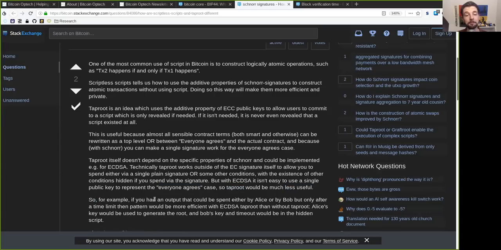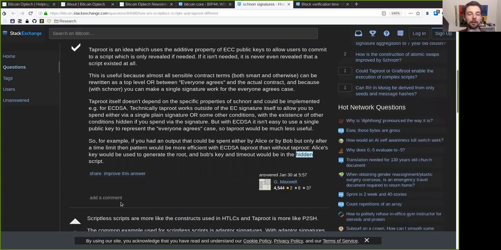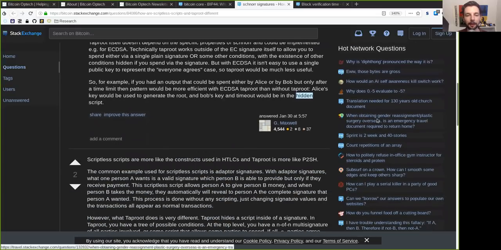So, for example, if you had an output that could be spent either by Alice or by Bob, but only after a time limit, that pattern would be more efficient with ECDSA Taproot than without Taproot. Alice's key would be used to generate the root, and Bob's key and timeout would be in the hidden script. Great answer, thank you very much.